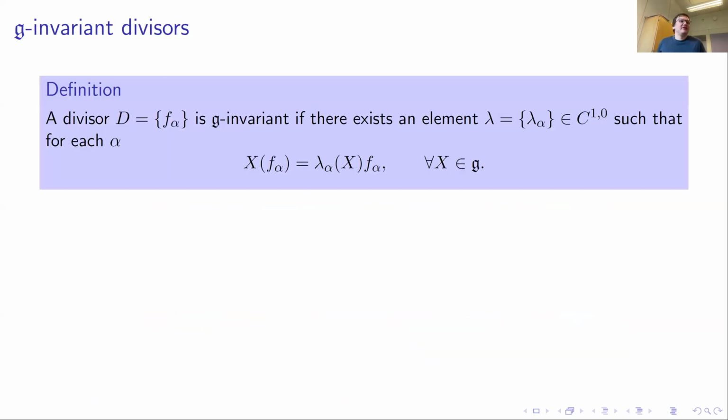So last definition for today is that of a divisor. A G-invariant divisor, in fact. So a divisor given in terms of these local functions and some cover is G-invariant if there exists an element lambda now in this C10 in the total complex, such that for each alpha these equations hold for any x in G.